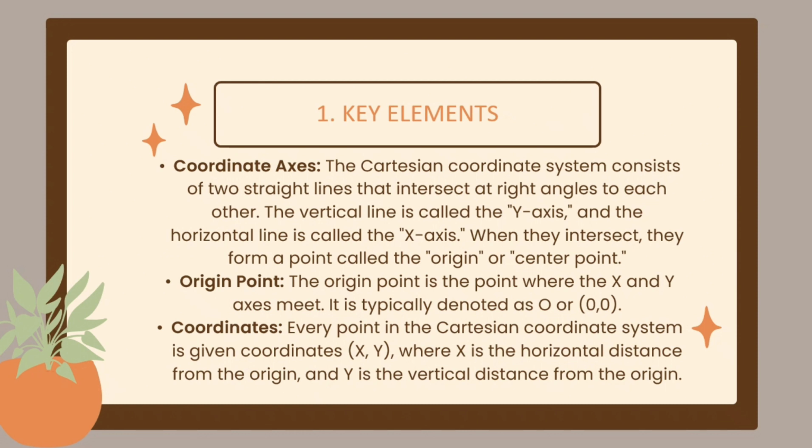Coordinates. Every point in the Cartesian coordinate system is given coordinates (x, y), where x is the horizontal distance from the origin and y is the vertical distance from the origin.